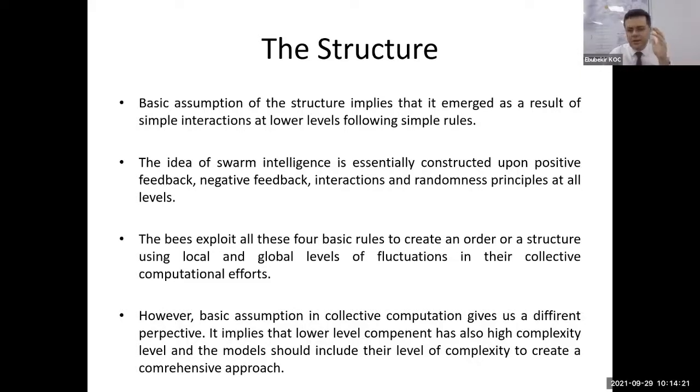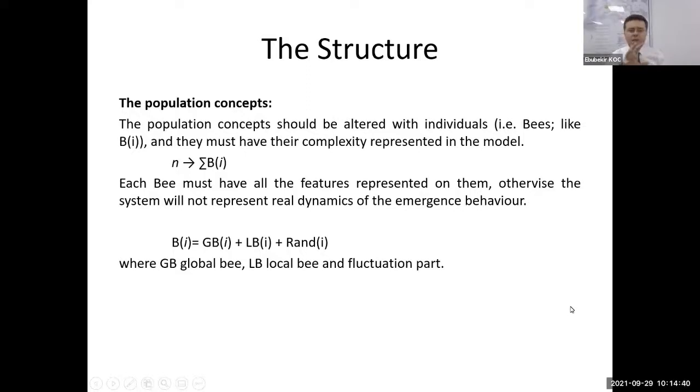So instead of following the swarm intelligence idea, which generalizes the model, I'm suggesting the collective computational model, which actually deploys the potential of the complexity of each individual in the system. So that's the main difference here in terms of the structure. So I'd like to propose the change for a population concept.